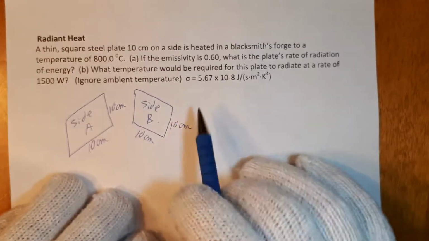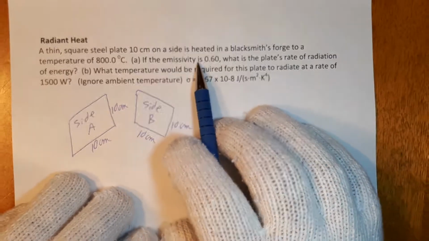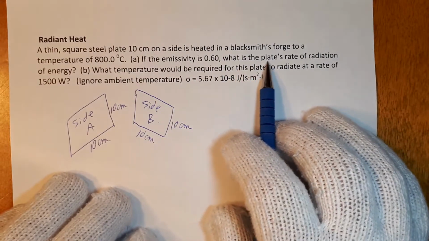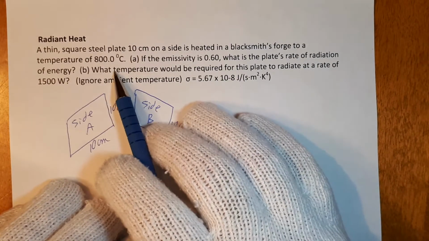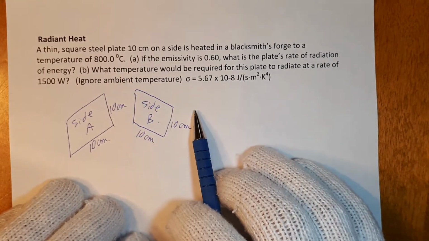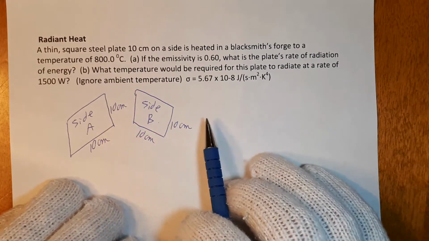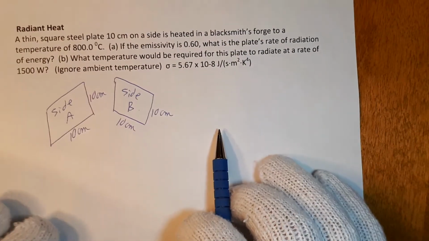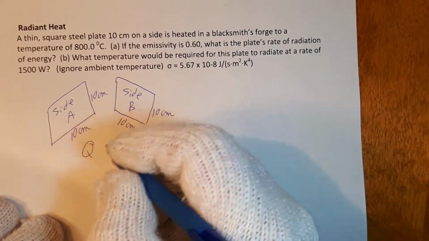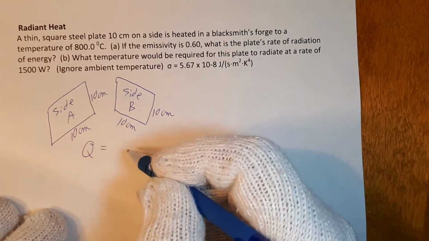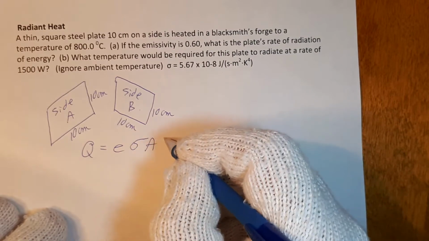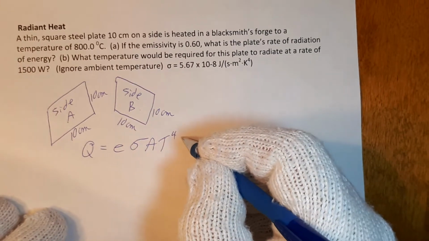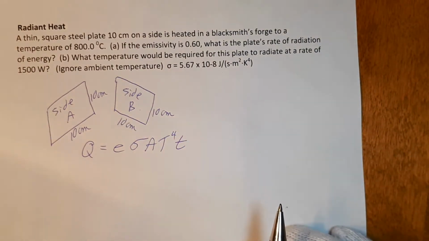And the question asks us, if the emissivity is 0.6, what is the plate's rate of radiation of energy? There's also a part B, and I'll do that later on. The equation we're going to use for this one is the radiant heat equation, and it states Q is equal to E sigma A, temperature to the 4, times time.